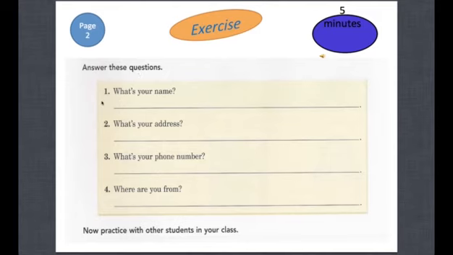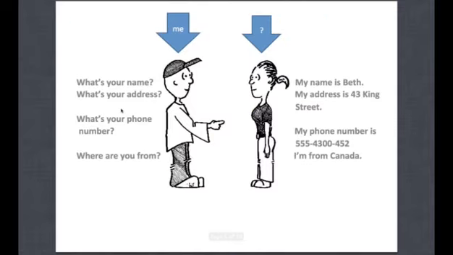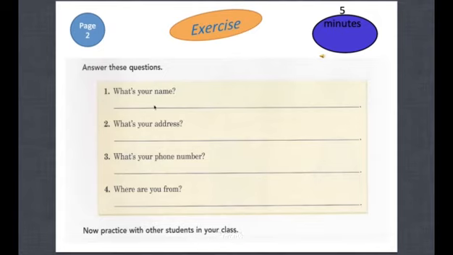These questions are the same as here. If you look here, what's your name? We have what's your name, what's your address, the same questions. I want you to do the same thing she did. Answer the same way, and write your own name, not her name, your name. What's your name, your address, your phone number, and where are you from? I will give you 5 minutes, okay? Now, go.